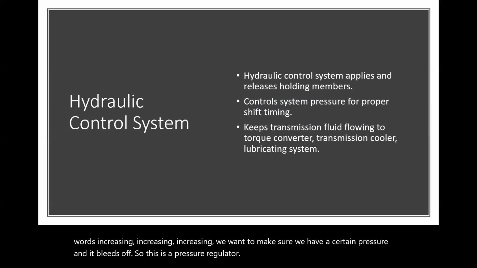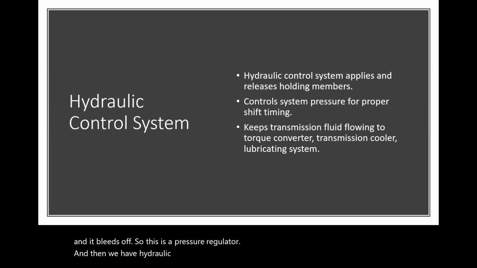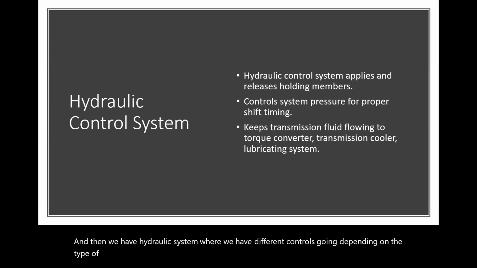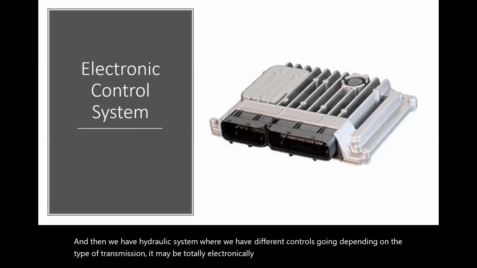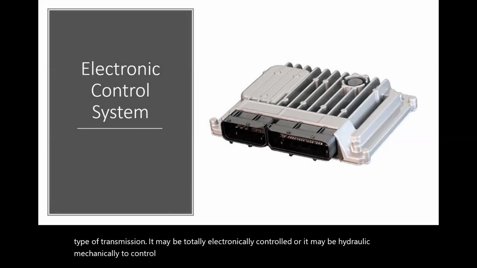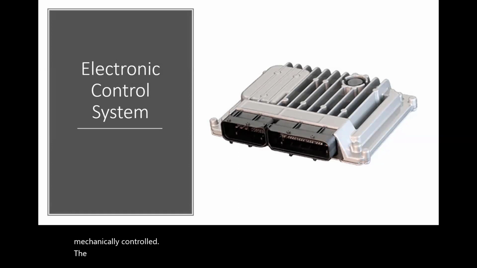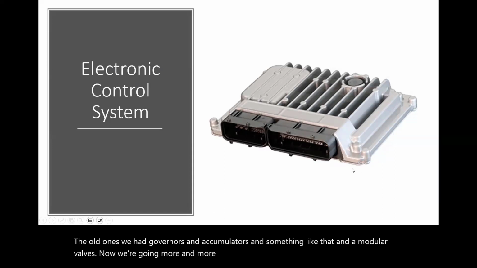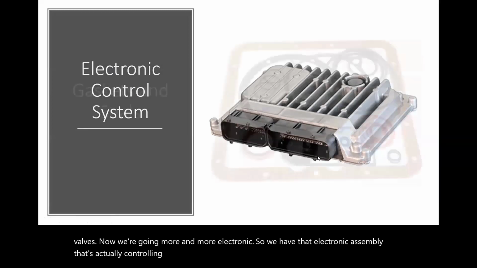And then we have a hydraulic system where we have different controls going on. Depending on the type of transmission, it may be totally electronically controlled, or it may be hydraulically mechanically controlled. The old ones had governors and accumulators and modulator valves, now we're going more and more electronic. So we have the electronic assembly that's actually controlling the shifts.